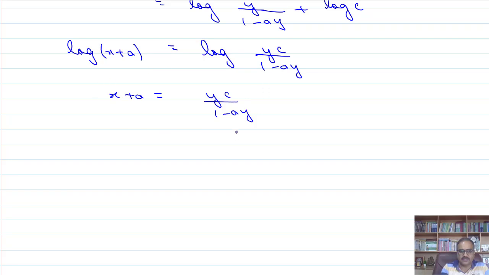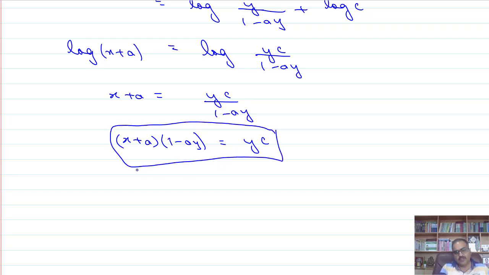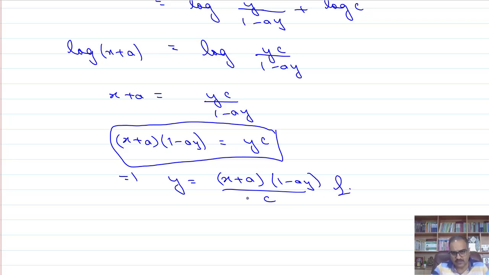This is the result, or we can cross multiply both sides, so it will be (x plus a) into (1 minus a y) is equal to y c. So this is your solution, or we can further write it as y is equal to x upon a into (1 minus a y) over c. This can also be one of the solutions.